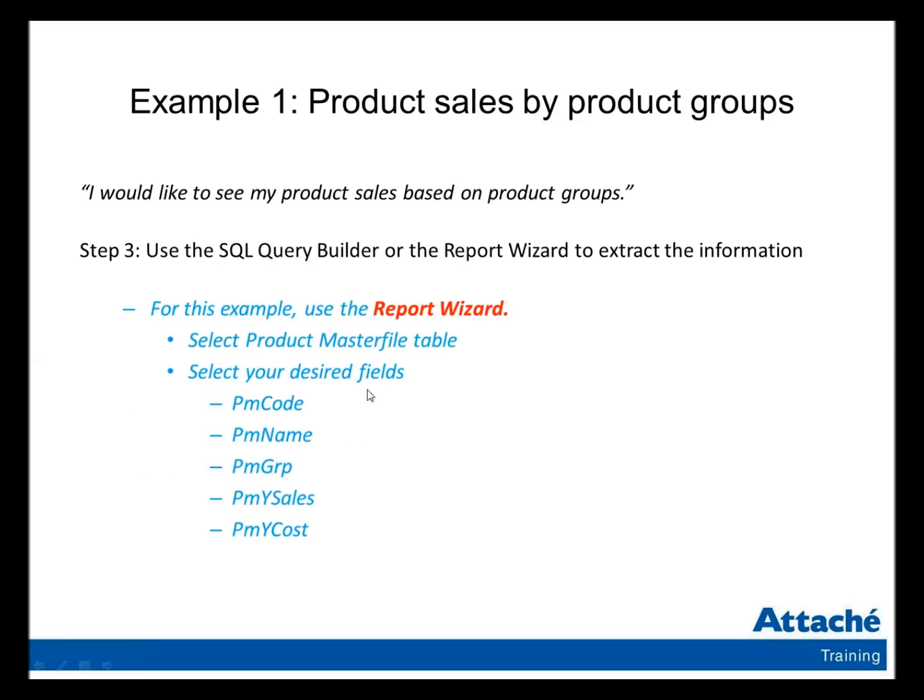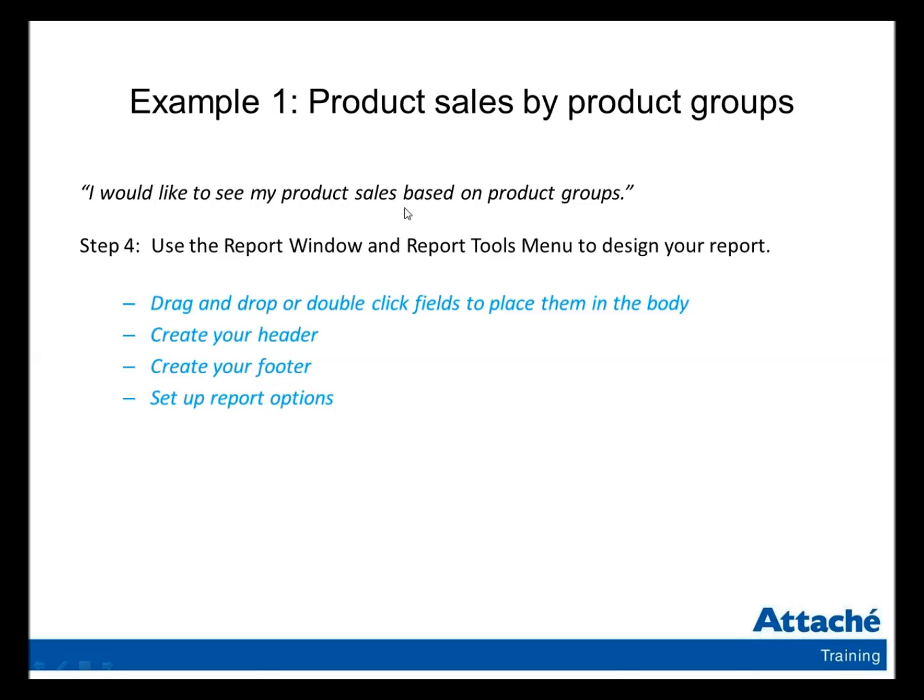Step 3 is to go through the report wizard and select all the options that it comes up with. Most of them are pretty self-explanatory. You can pick what parameters you want, what you want to group by, what fields you want to pull out from what tables. And step 4 is to use the report window and the report toolbox to just etch out the look and feel of your reports.